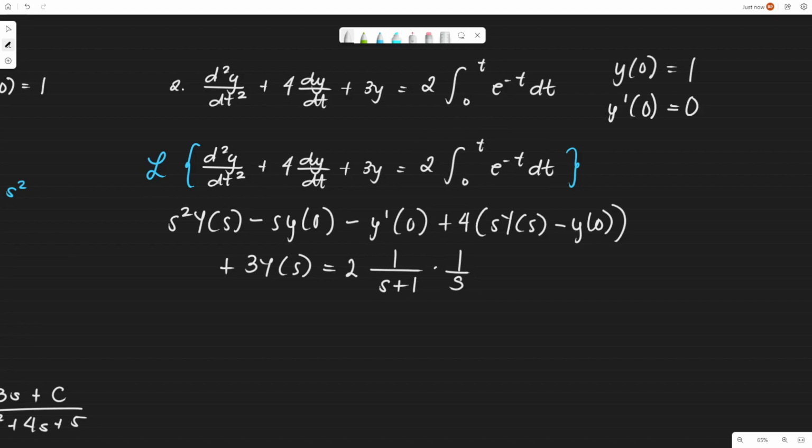So, 2 times 1 over s plus 1 because the Laplace transform of e raised to negative t, no, is 1 over s plus 1, times 1 over s. Or pwede ka naman mag-complex fraction dito. No, pero I do not like complex fractions. Ayan. So, let's substitute, no? So, yung ating initial condition. So, this is 1. This is 0. Di ba? Also, with this one, this is 1. Yun, okay na.